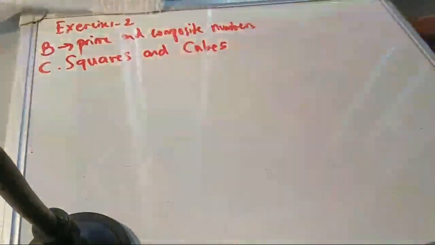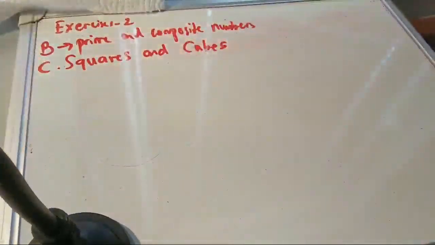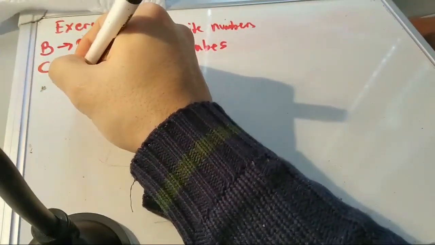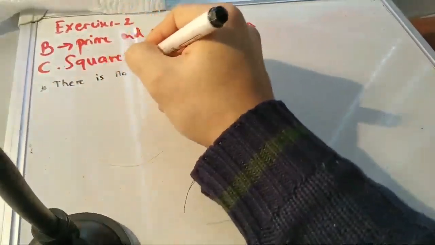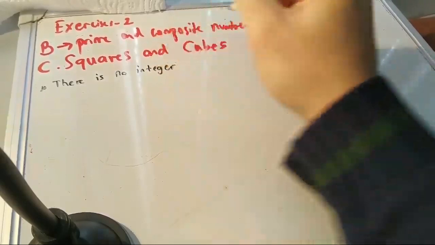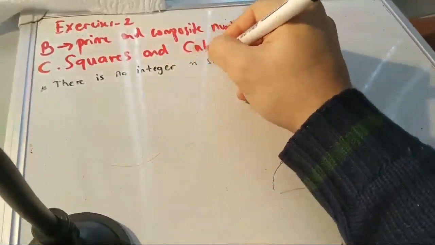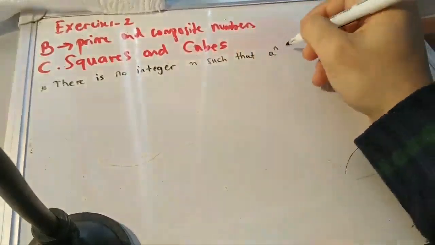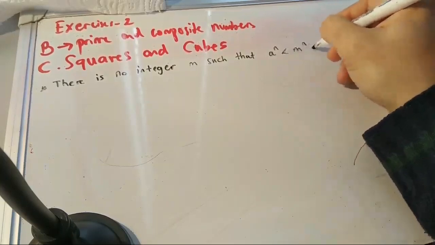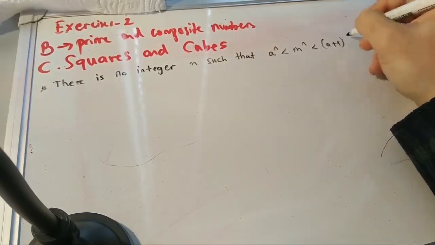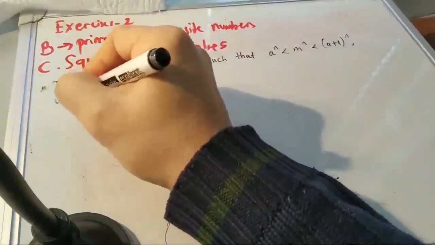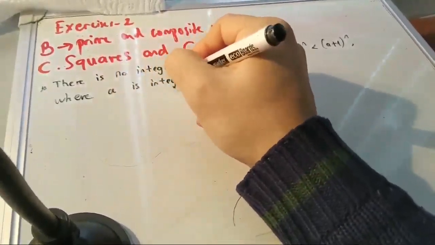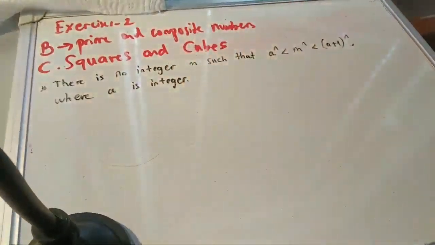In this section, we'll discuss perfect squares. There is no integer m such that a to the power of n is less than m to the power of n is less than (a plus 1) to the power of n, where a is an integer.